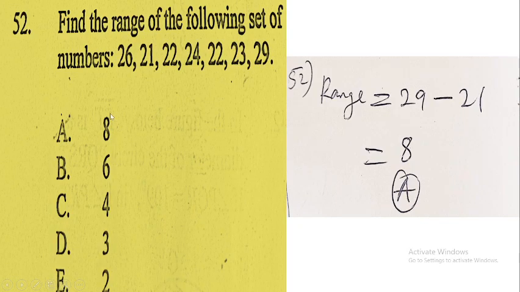Question number 52 is also on statistics. That is range, a measure of dispersion as well. So range is the highest value minus the lowest value. The highest value here is 29 and the lowest value here is 21. So if you subtract them, find the difference between them, that will give us 8. So that means the range of this set of values is 8.